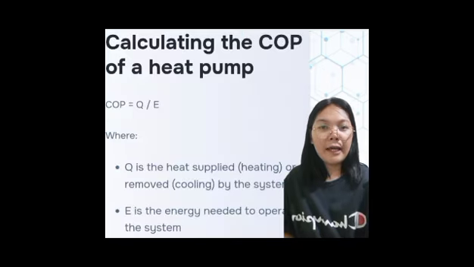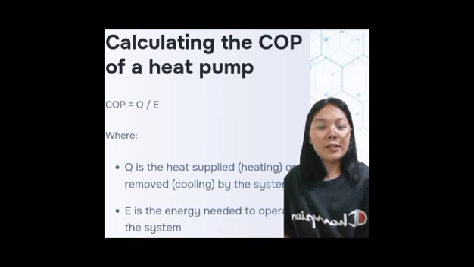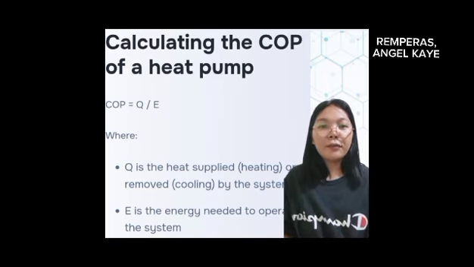So we have here the formula and how to calculate the COP of a heat pump. COP equals Q divided by E, wherein Q is the heat supplied for heating or removed for cooling by the system. E is the energy needed to operate the system, and the calculation differs depending on whether the system in question heats or cools. This is because opposite ends of the process must be considered. In a residential setup, the heat moves out for cooling or into the building for heating.